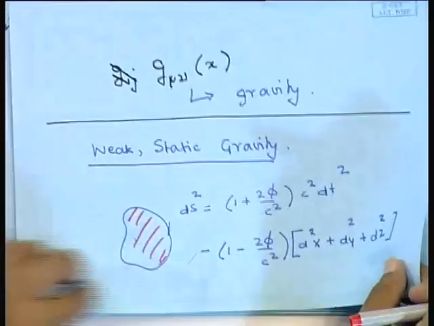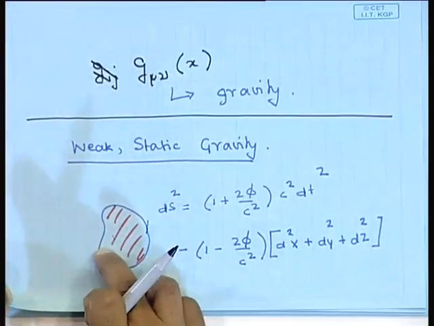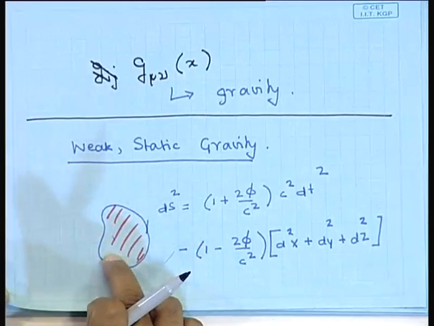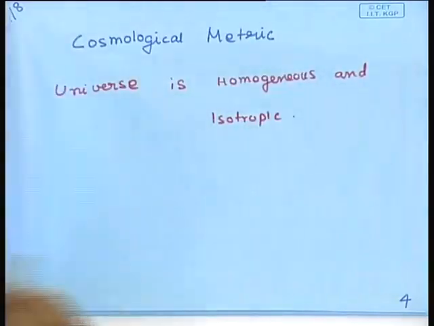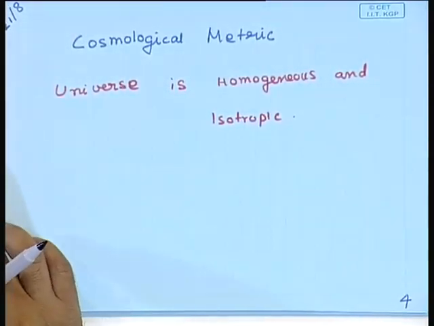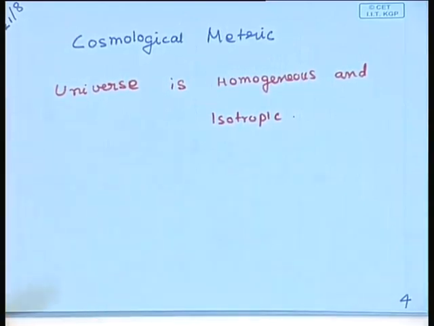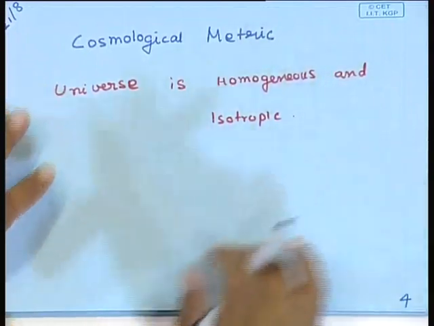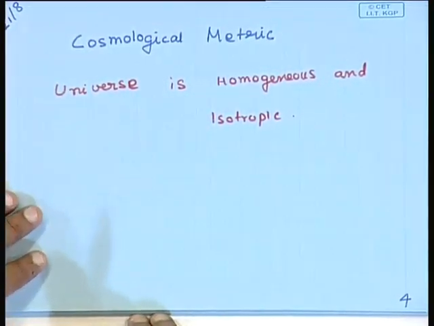It could be isotropic if this is spherical, but if this is not spherical, then neither. So, I have given you one example of a metric that is not homogeneous and isotropic. If you want to write down a cosmological metric, we shall be guided by the cosmological principle that the universe is homogeneous and isotropic.